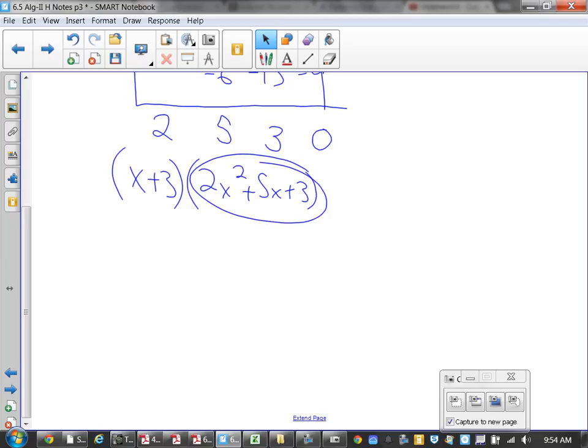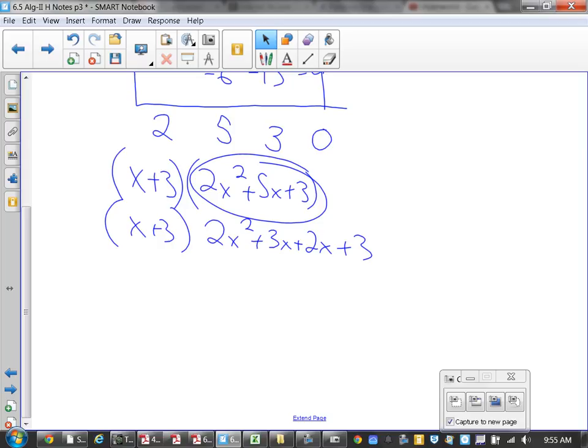Can you? What's 2 times 3? 6. What two numbers multiply to 6 and add together to get 5? 3 and 2. So you can continue to factor this. You have to, yes, because it says factor. You have to factor until you can't factor any more. This is what it says to do.